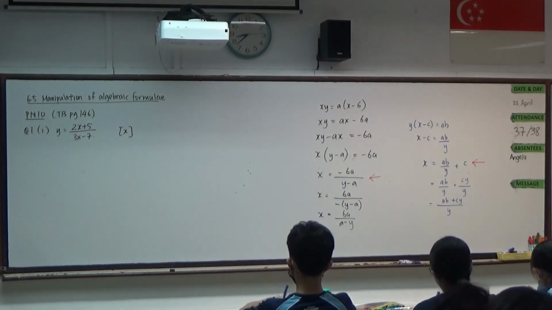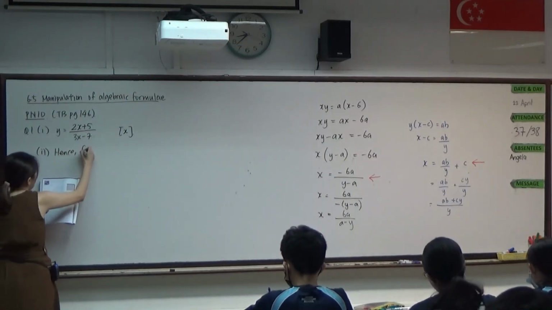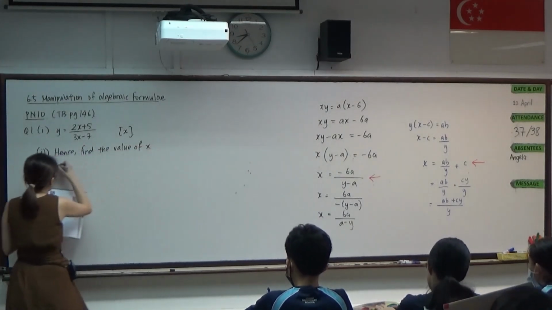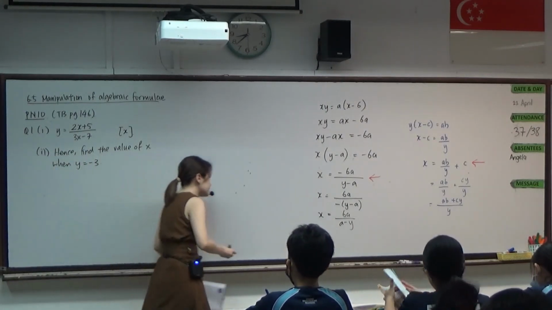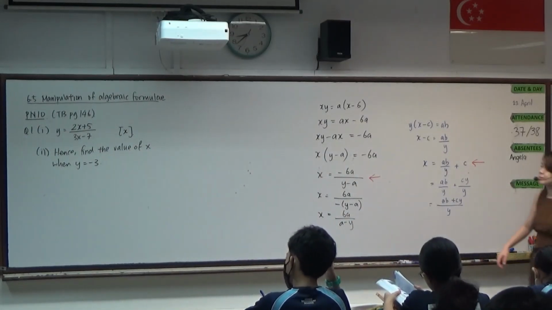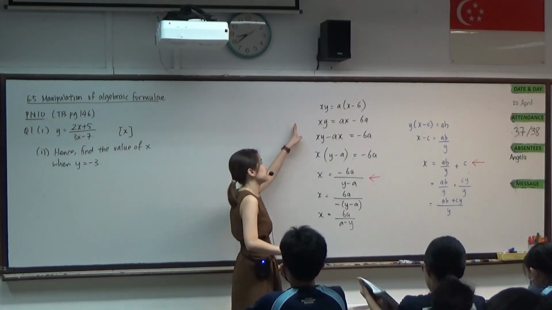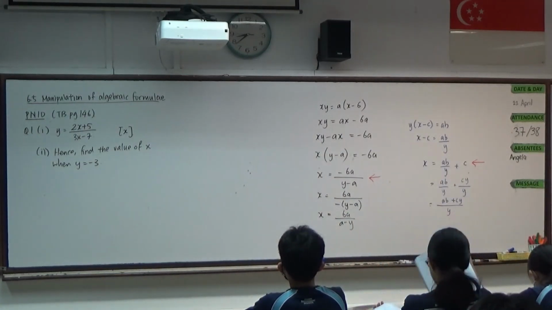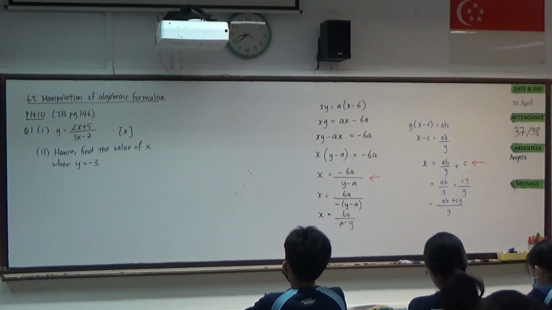Make x the subject. Then in part 2, it says hence find the value of x when y equals -3. I will give you about 2 minutes to make x the subject, based on what we have just learned from the bonus question. We also see that x is found at 2 places. How do we bring them together on one side, and get rid of these numbers?